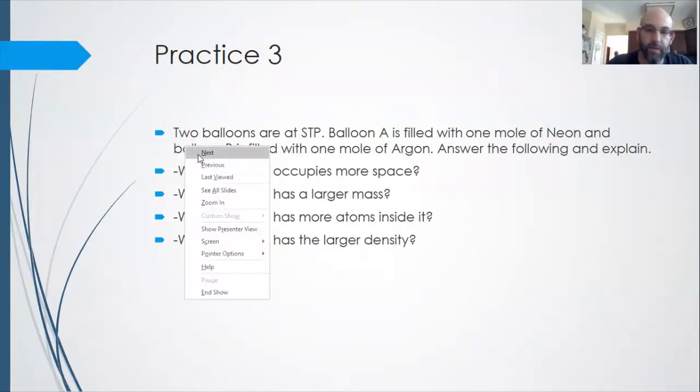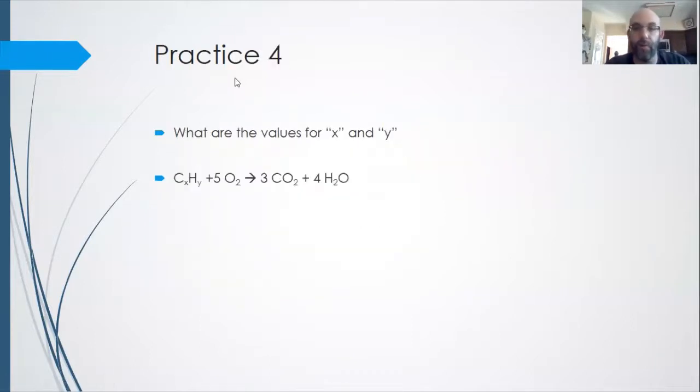All right. What are the values for X and Y? So the next 2 questions deal with combustion reactions. For this one, this is just the law of conservation of mass. Same thing, we have to make sure we have the same number of elements on each side. So here, we're going to look at CO2 is where we get our carbon from. There are 3 of them. That means X is 3.